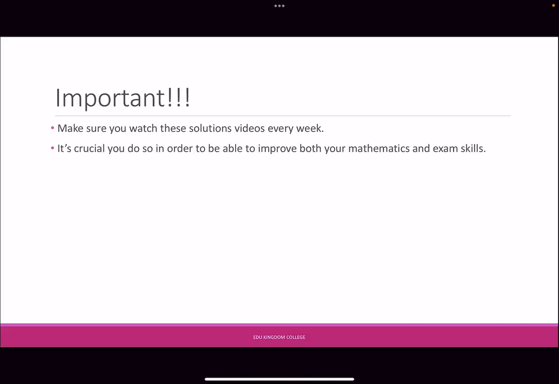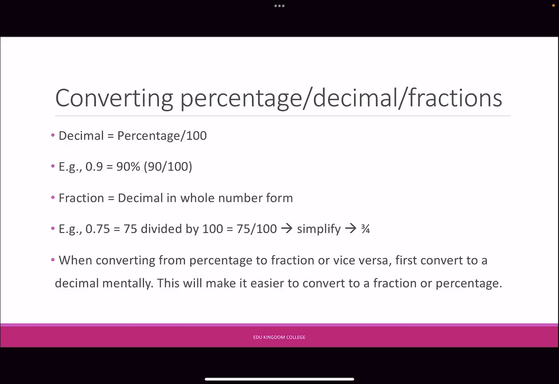Before we get started, again, it is important to make sure that you watch all of these videos. Otherwise, there's no point really sitting the exams. Like I say every week, it's important that you know what you've gotten right and why you've gotten it right. And in the same way, it's also important to know what you've gotten wrong and why you've gotten it wrong. If you don't know the why, then there won't be any improvement in the future. So it's important that you keep up with these videos every week.